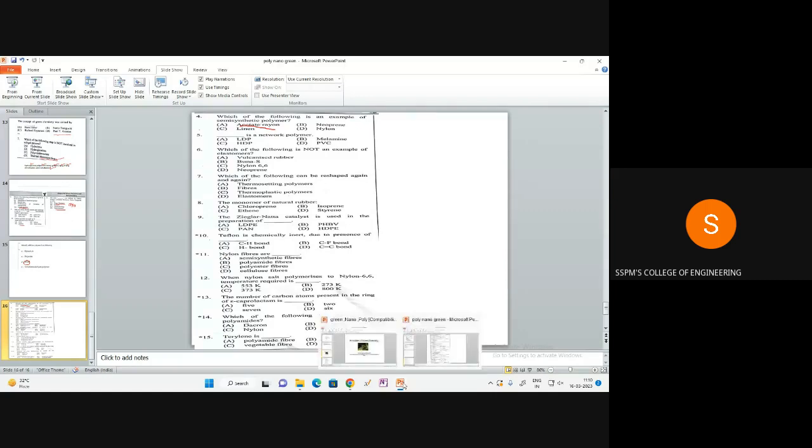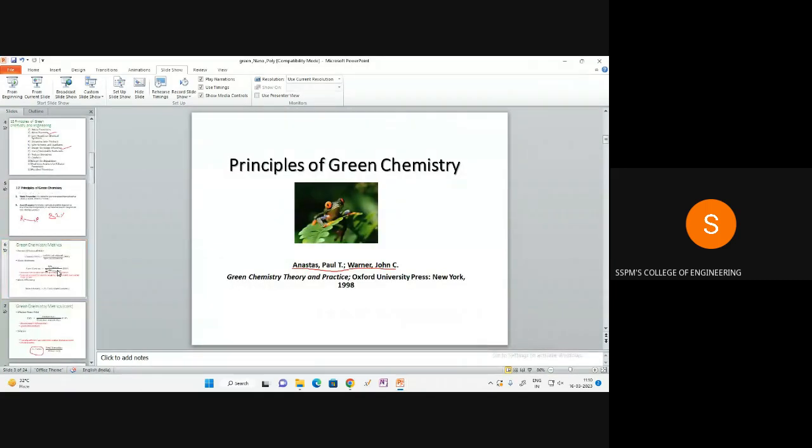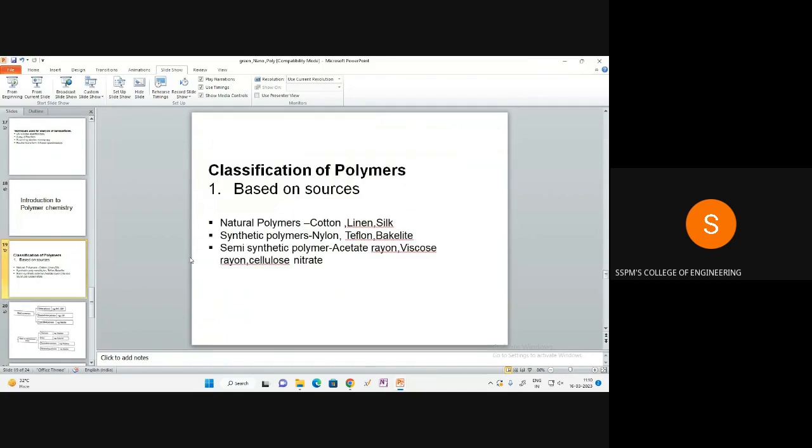Then which of the following is an example of semi-synthetic polymer? So semi-synthetic polymer is acetate rayon. We saw earlier that this was the same question, on types and classification of polymers. So classification of polymers, that is natural polymers, synthetic polymers, semi-synthetic polymers. So acetate rayon is an example of semi-synthetic polymer.